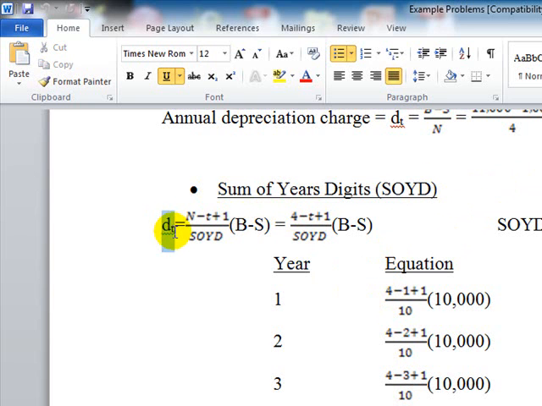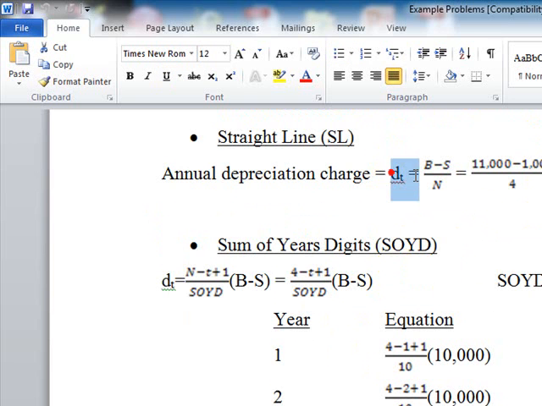Again, D sub T is the depreciation schedule in the T-th year, right? Same as this, but the formula is changed now since our methodology changed. It's N minus T, where T is the number of the year for which we are calculating the depreciation charge, N minus T plus 1 divided by SYD. How to calculate SYD, I am going to show you. That formula is there, but let's first focus on the D sub T formula.